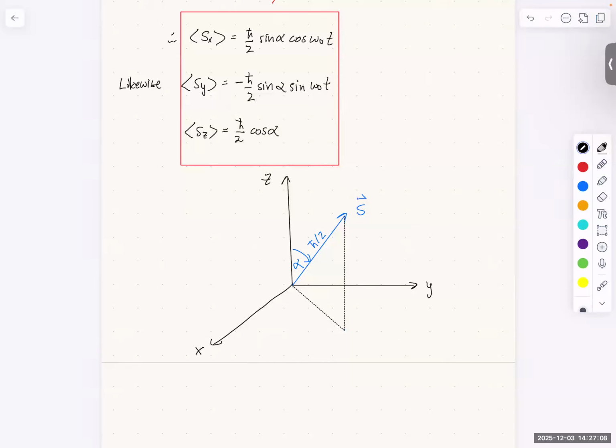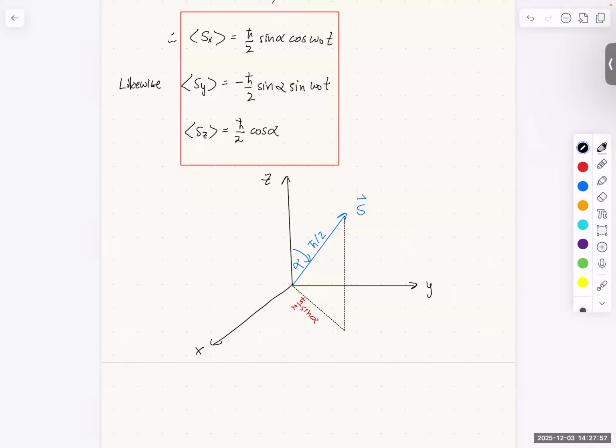Okay. Now, if we imagine, say, t equals 0, if I put in t equals 0 here, Sx will be h bar over 2 sine alpha cos of 0. But cos of 0 is 1. So this full length will be in the x direction at t equals 0. But then as time evolves, we rotate away from the x-axis.